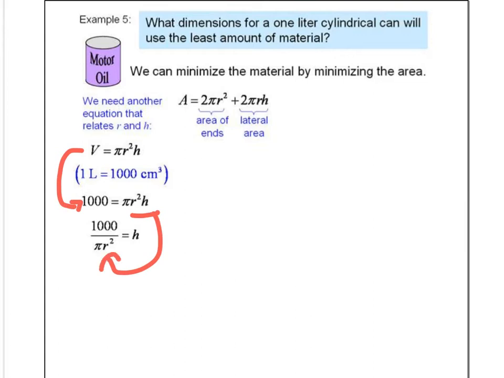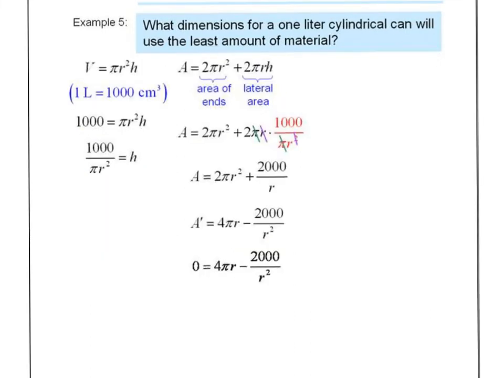I could solve for r, that's another option, but then I'd have square roots and a bunch of issues, so I'm choosing to get h alone. Then this will be replaced in there, and you have 1 formula. So here we go. You can take a look at this. If you want to pause and try it on your own, feel free to do that. So this is the surface area formula for a can by substituting in my volume for 1 liter.